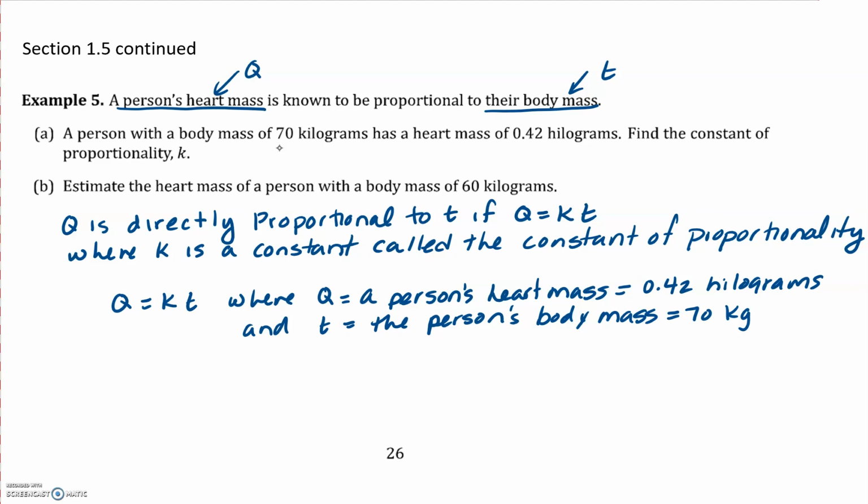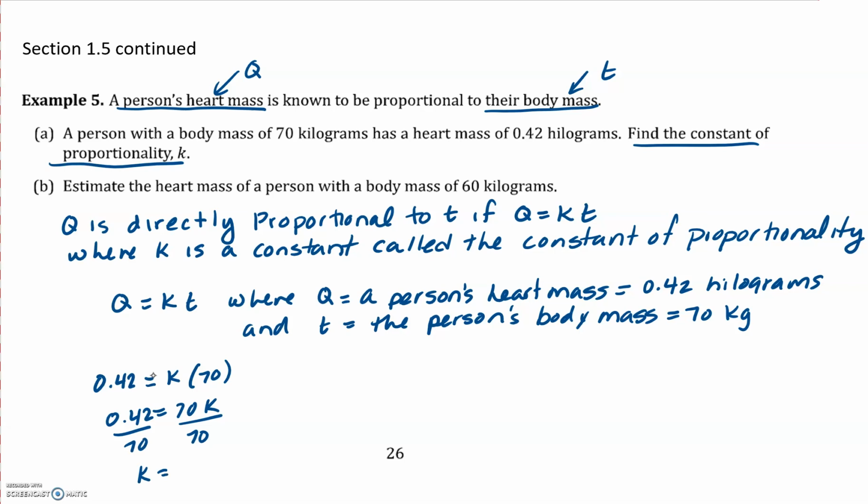What's great about proportionality, these units do not even need to be the same. So we can say here that Q is 0.42, K we don't know, T is the 70. So that would mean 70K is equal to 0.42. We can solve for K by dividing both sides by 70. So K would equal 0.42 divided by 70 on our calculator, 0.006. That is part A, and that is the answer.